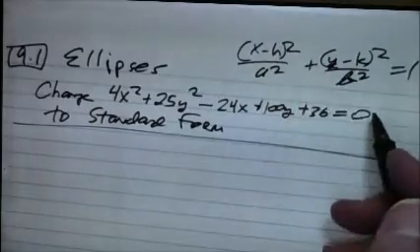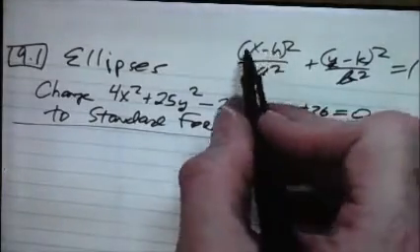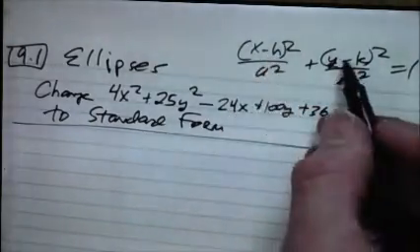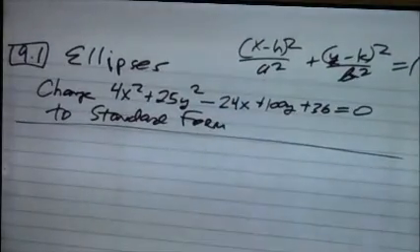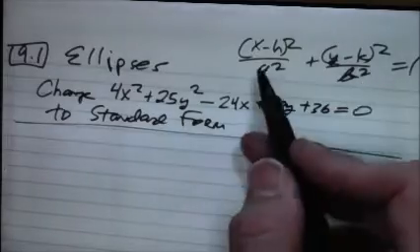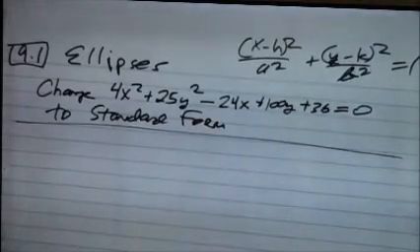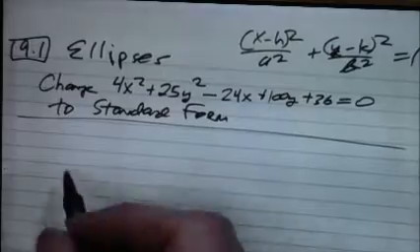We want that format. What we don't know is whether it should be x minus h over the a squared or y minus k over the a squared. We'll figure it out as we do it, because when we get to the end, whichever one is larger underneath here automatically becomes the a squared. And then we'll move it if we need to.